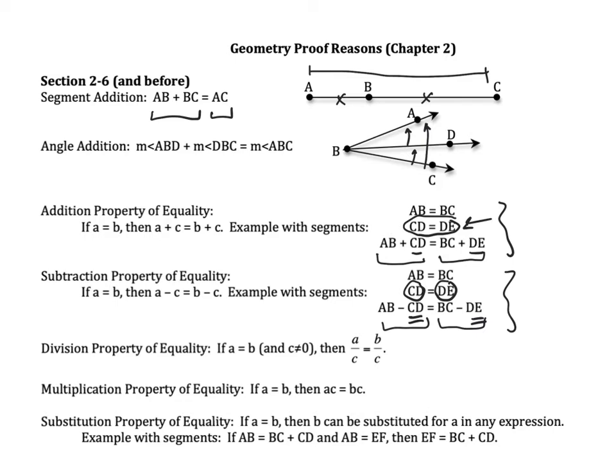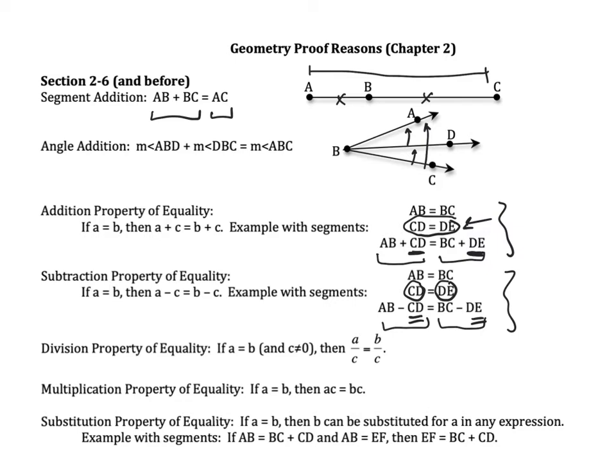Don't confuse this with angle addition. Angle addition is 2 segments make a big segment. This is, I'm adding the same thing to both sides. Even though those things don't look the same, they're equal, so I am adding the same thing to both sides.